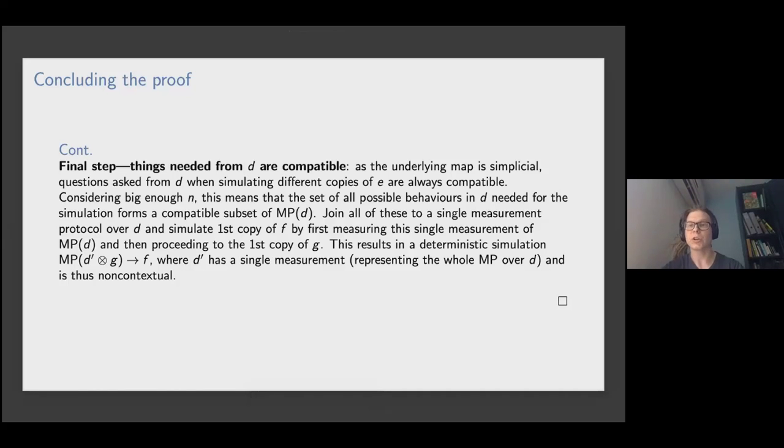And now this describes a deterministic simulation like this, where D has only a single measurement, which represents the whole complicated measurement protocol over D. And whenever you have a system with only one measurement defined on it, that's automatically non-contextual. So we've transformed this supposed catalyst D into a system with only a single measurement, and hence something that's automatically non-contextual.